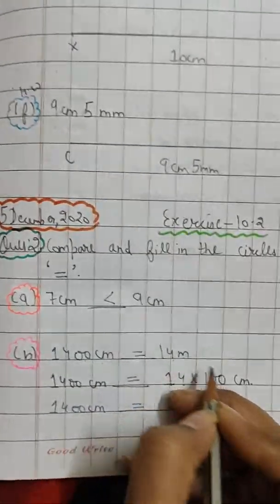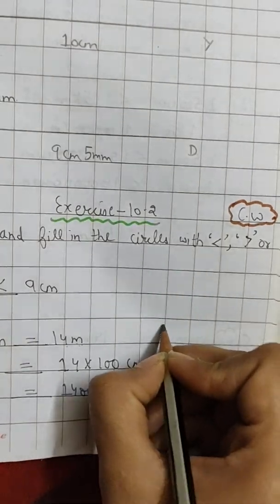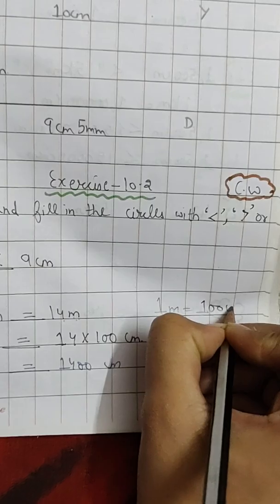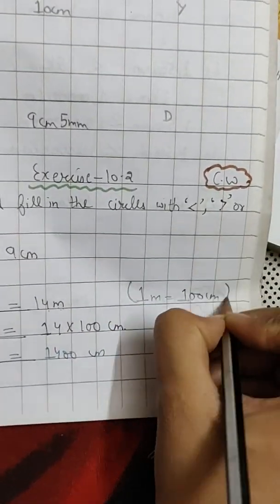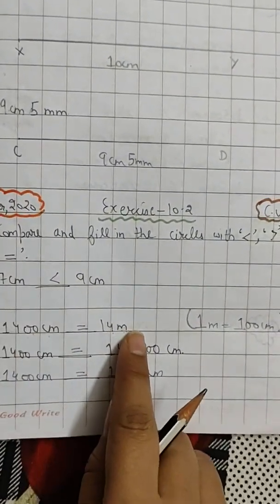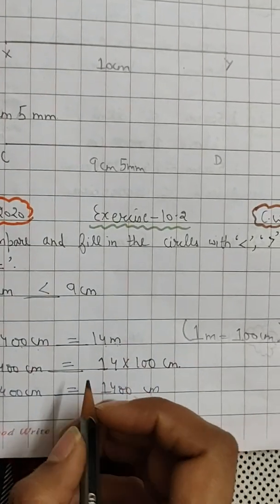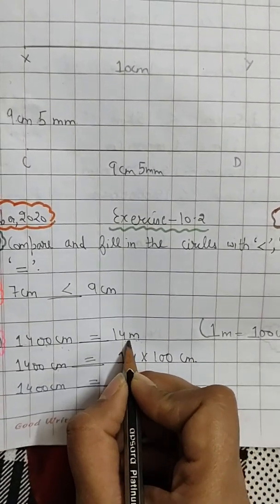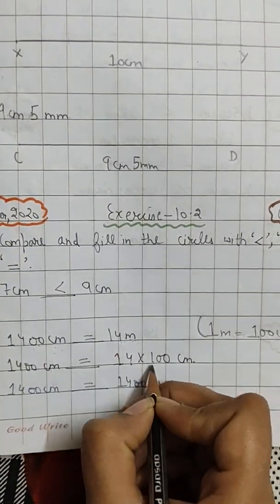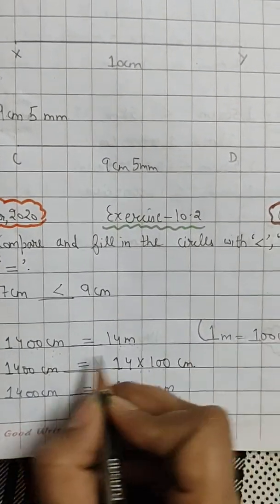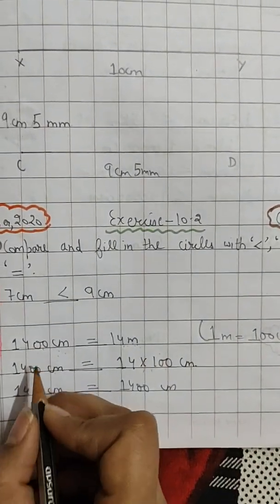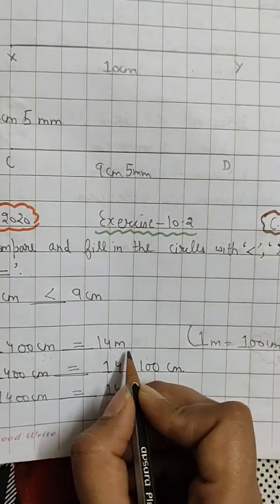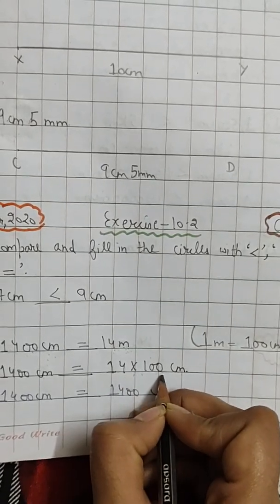For changing, as you know, 1 meter is equals to 100 centimeters. When we go from bigger to smaller unit, you have to multiply. So 1400 centimeter is given and here 14 meters, so we have to change this into centimeters. You will multiply by 100 because you are going from big to small. This one will remain same, you have to write it exactly, but as you are going from meter to centimeter, you have to multiply by 100.